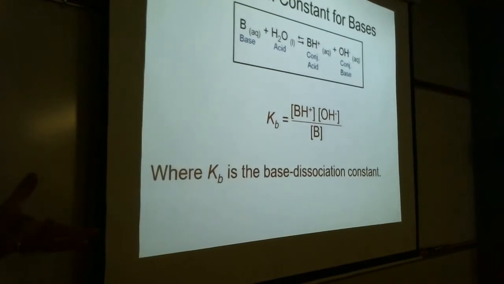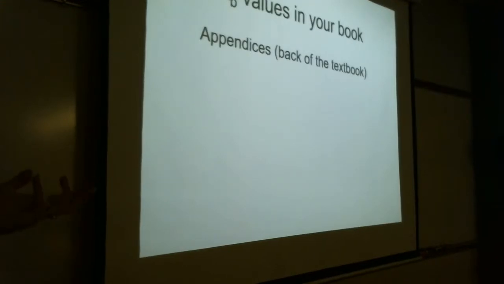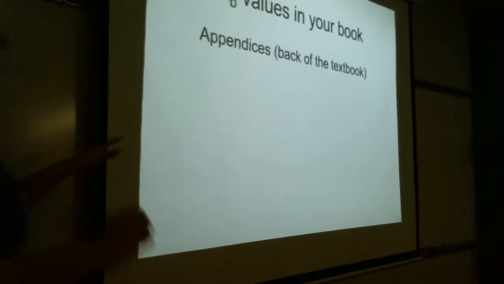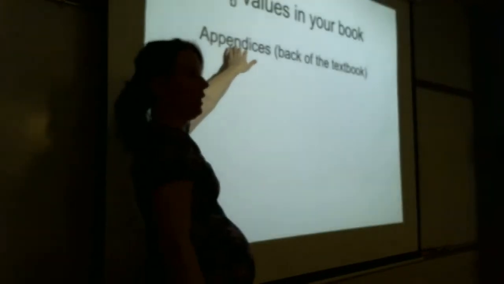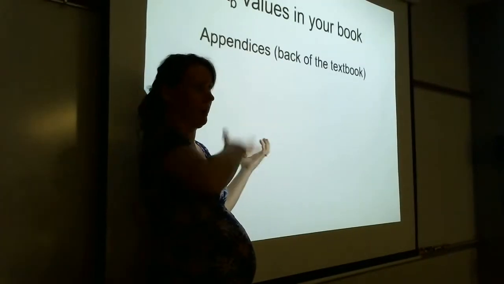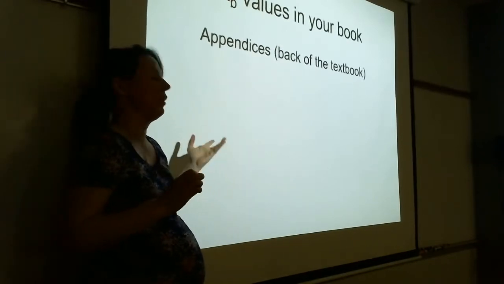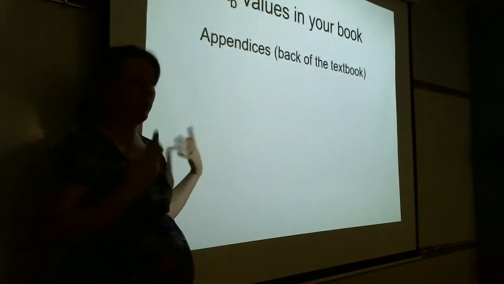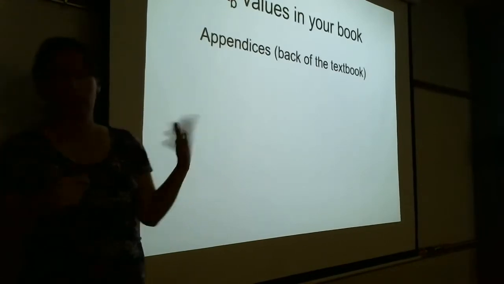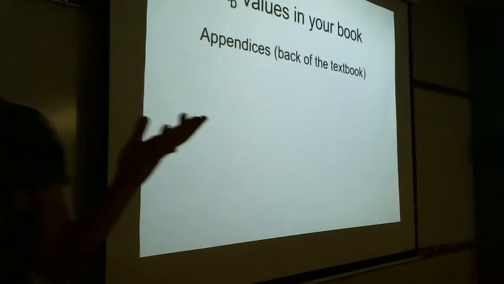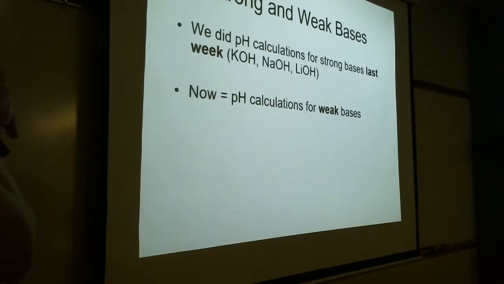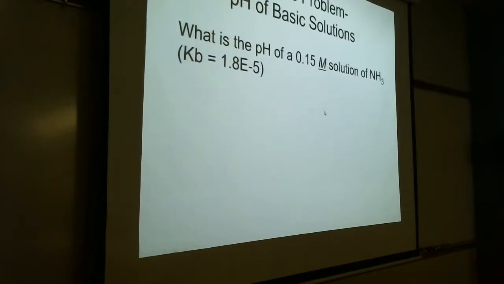And so there's our Kb expression. And then Kb will be less than 1 for a weak base, right? And if you need a Kb value, that appendix at the back of your textbook, where the Ka values are, on the page right beside it, will be the Kb values. On your exam, I will give you a reference page with Kb values if you need one. Okay, so I'm not asking you to memorize Kb values. That's just insane. Now remember, we did strong bases already, so now we're doing weak bases. So let's do this one together.